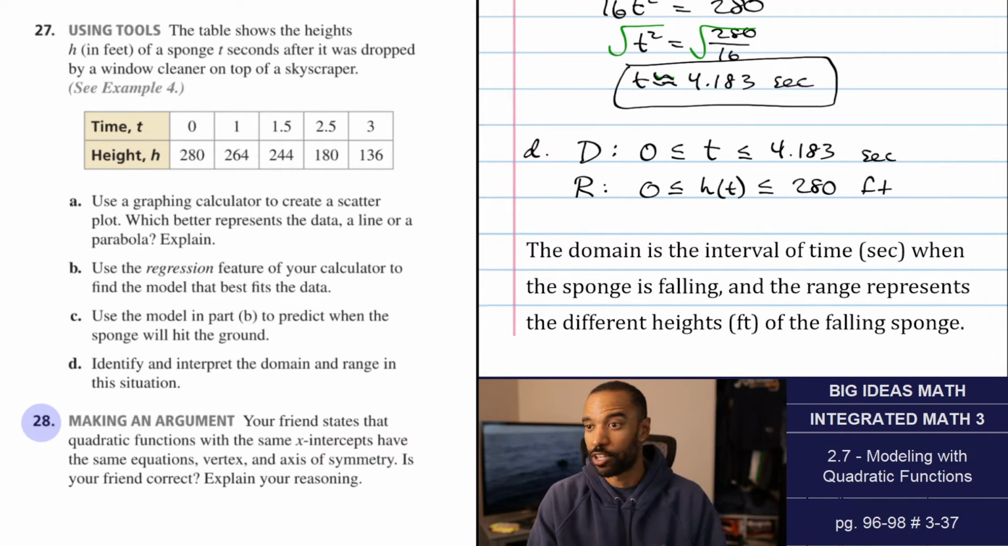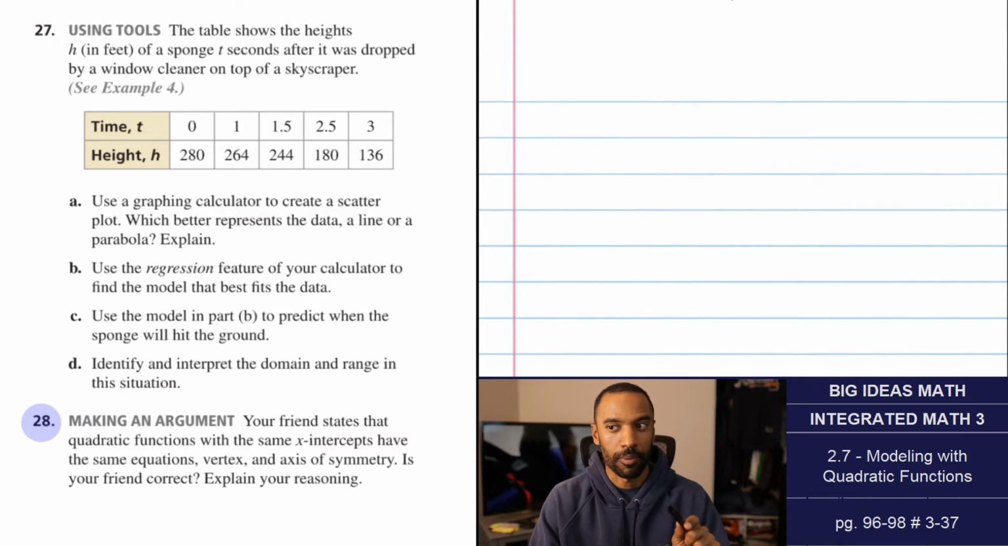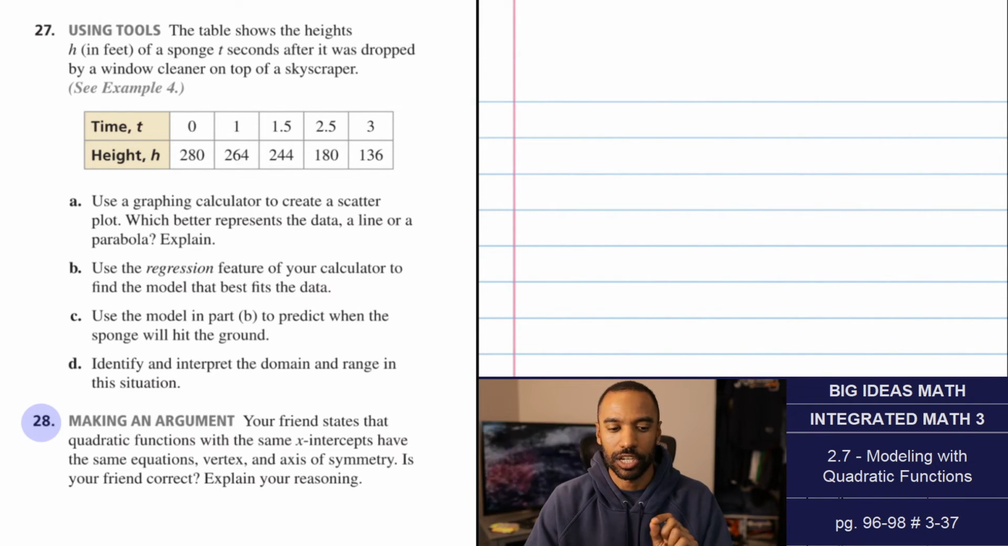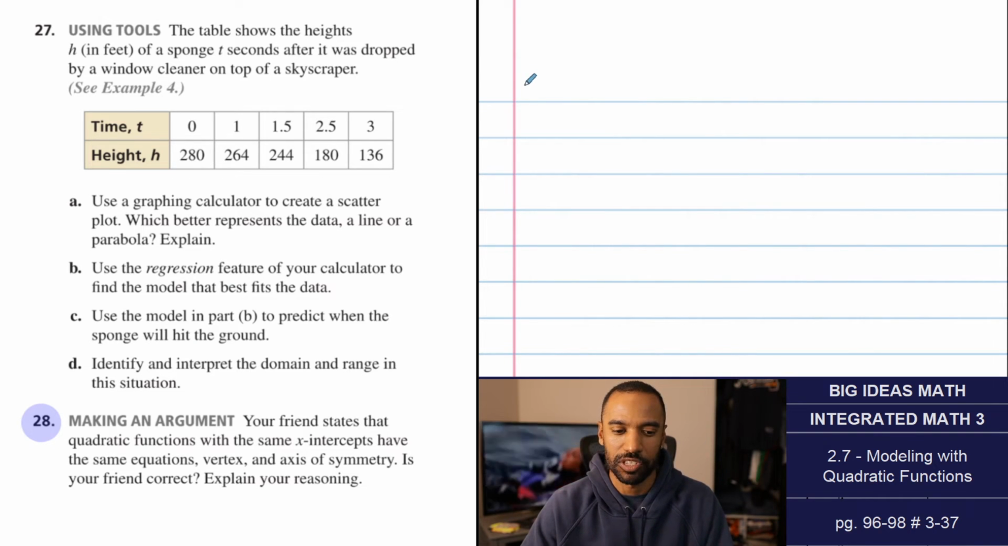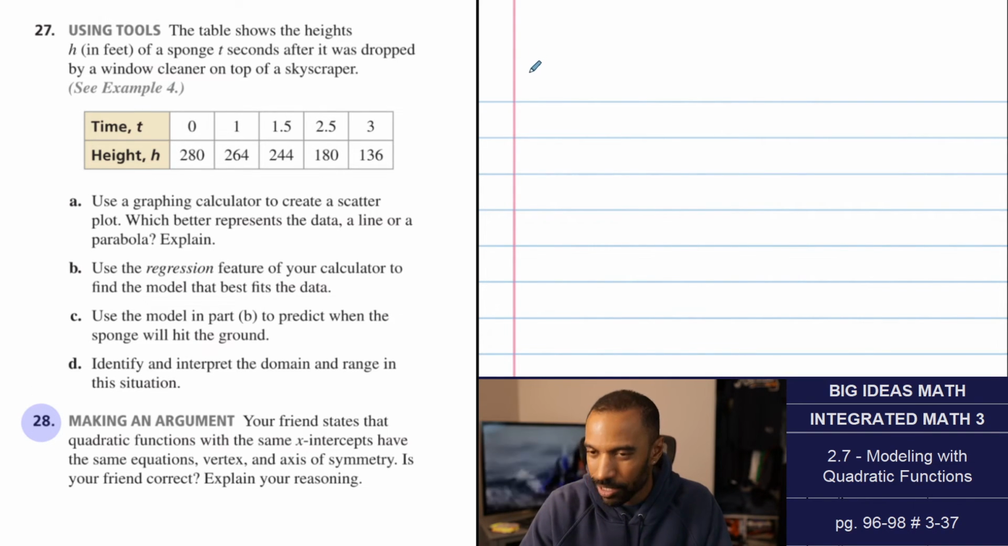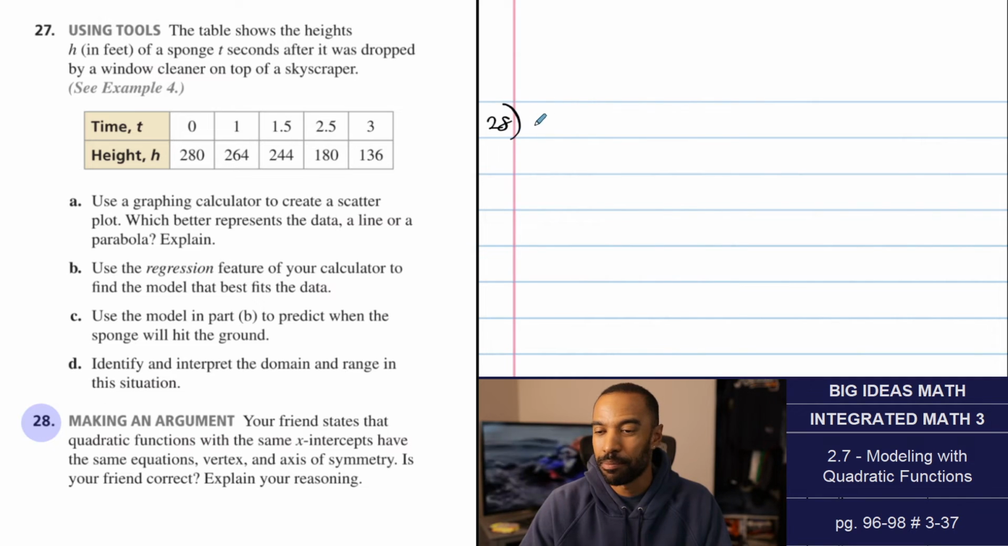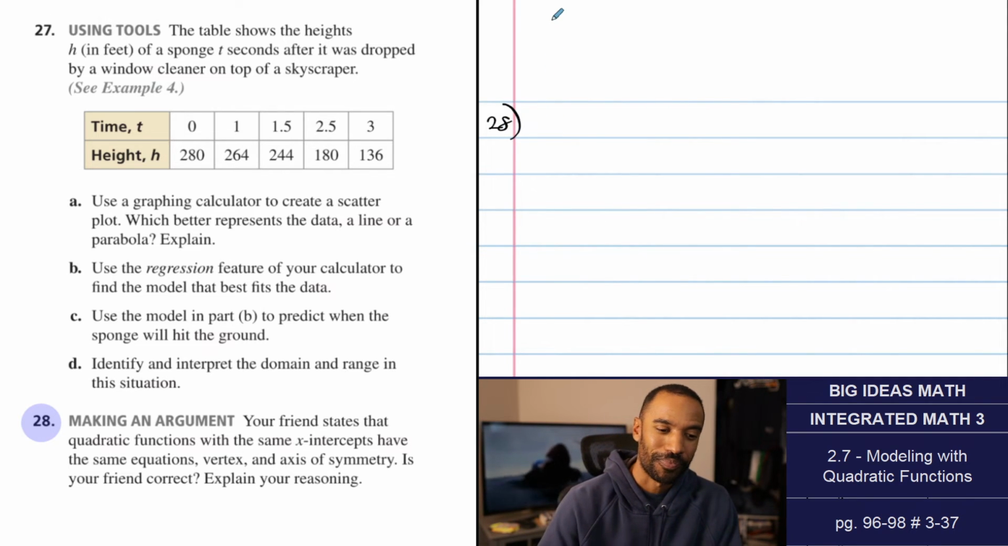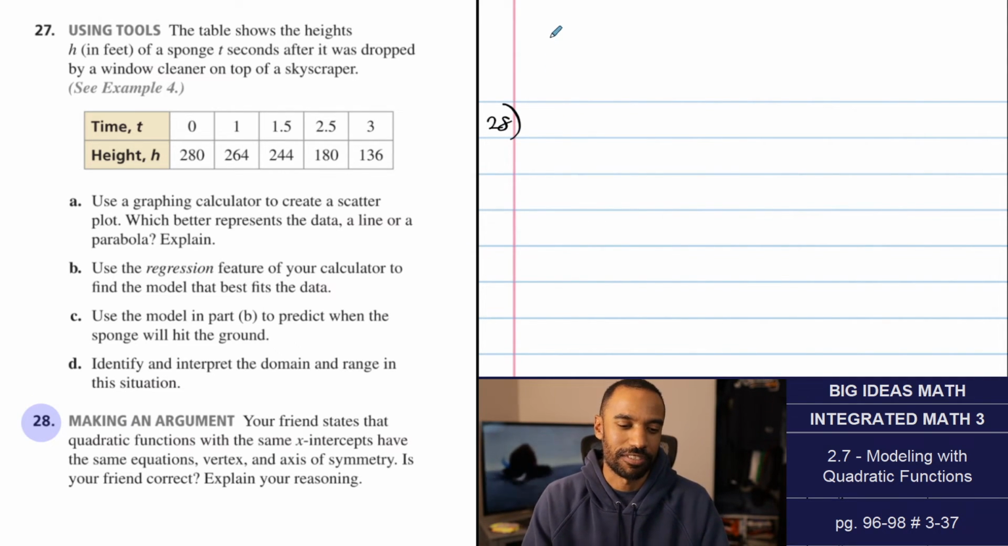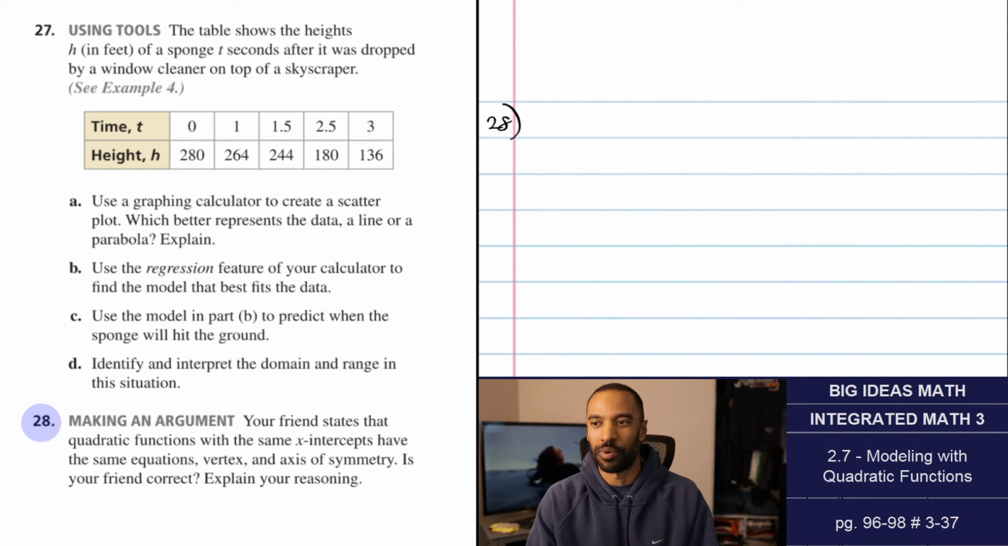Making an argument. Your friend's been wrong a bunch. They got to be right at some point. Let's see if it's now. Your friend states that quadratic functions with the same x-intercepts have the same equation, vertex, and axis of symmetry. Is your friend correct? Explain your reasoning.